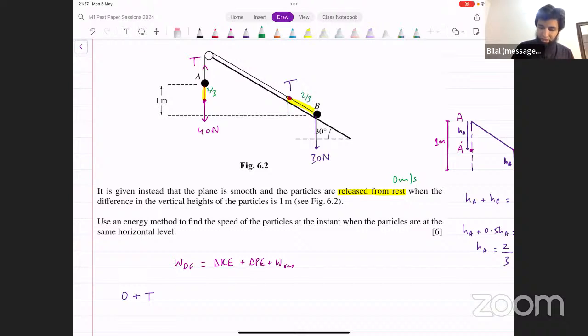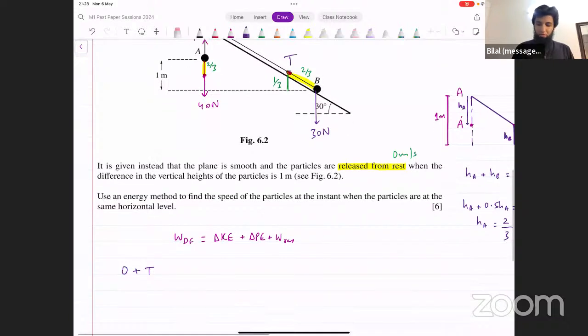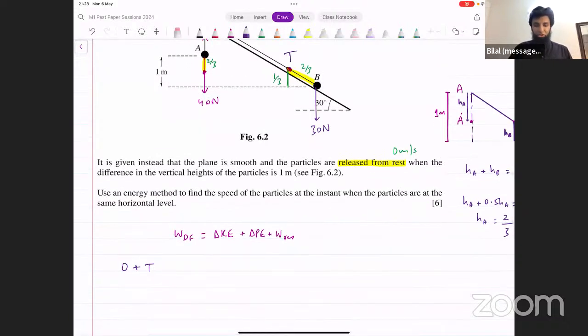And what about the change in vertical height for B? We know that that is 1/3. This is what we know. All right. Now, what's the driving force for B? Tension. Tension multiplied by 2/3.